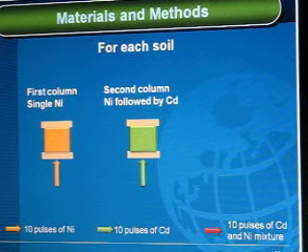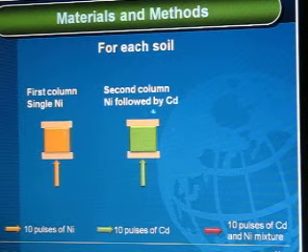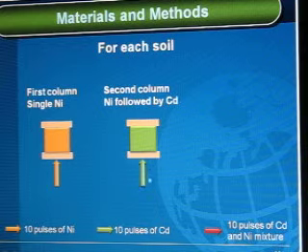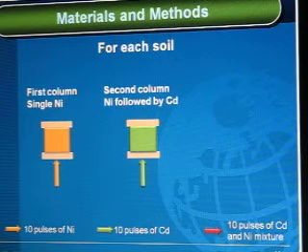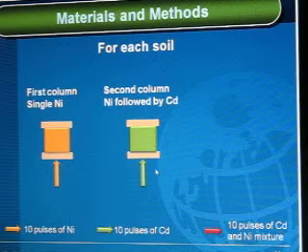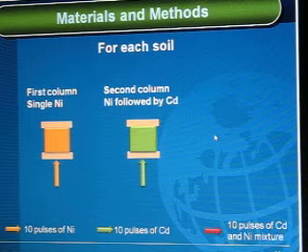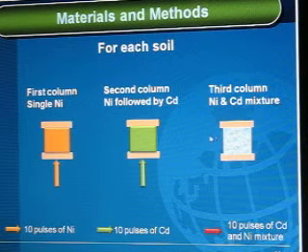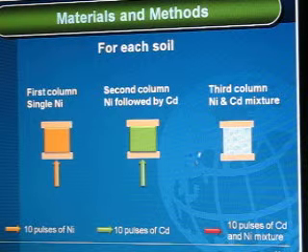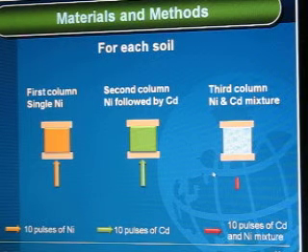We continue the second part. For the second column, nickel was first input into the column system, followed by cadmium. In the third column experiment, a nickel and cadmium mixture was input into the column together.